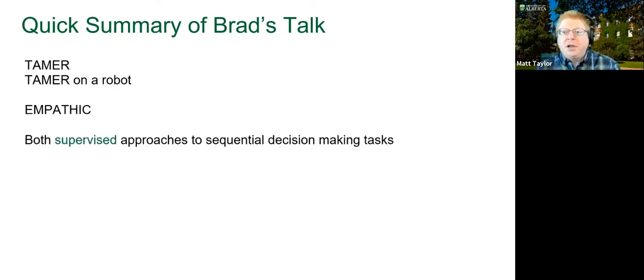So to start off, I wanted to quickly go back to Brad's talk. He talked about Tamer, then Tamer on a robot, and then empathetic. The thing I wanted to emphasize is that these were really all approaches to using supervised learning for a sequential decision task. Instead of the RL framework, which we'll talk more about today, Brad's approach was to say, I just want to maximize this human reward or human feedback. By just using regression to figure out what action will get me the most human feedback, he didn't need to go into the whole RL framework. So I was pretty excited about his talks. Hopefully you guys enjoyed them.